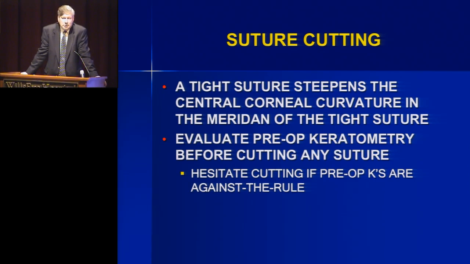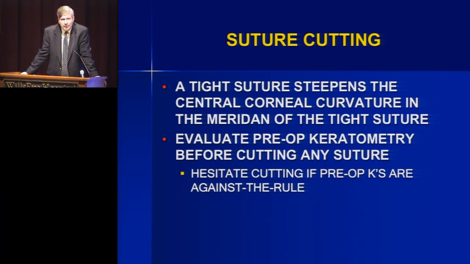So you go, well, it's tight, and look, it's a lot of with the rule cylinder, so I'll just cut it. Well, that's a bad thing to do until you've checked their pre-op Ks, because if they have 3 diopters of against the rule before the surgery, you're going to end up making that 3 diopters worse by cutting that suture. So you want to leave them with a lot of with the rule cylinder, because they're going to degrade in the direction of wherever they were preoperatively.